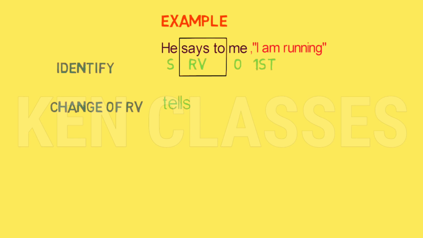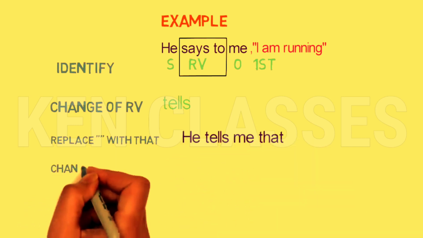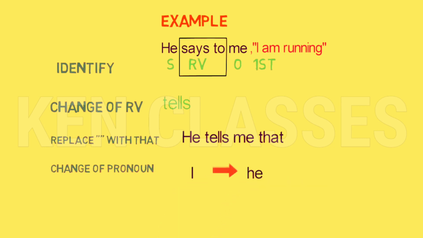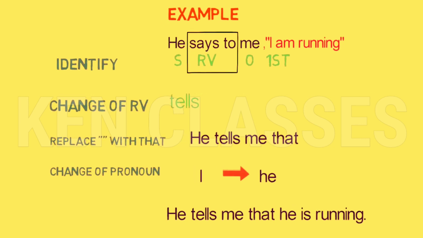The third step is replace inverted comma with that. So the sentence will become like this. He tells me that. Fourth step is change of pronoun. Here I will be converted to he. Now fifth and sixth step will be eliminated as reporting verb is in present tense. The final sentence in the indirect speech is he tells me that he is running. I hope now you would have understood how to convert a direct speech to indirect speech. That's all in this lesson.